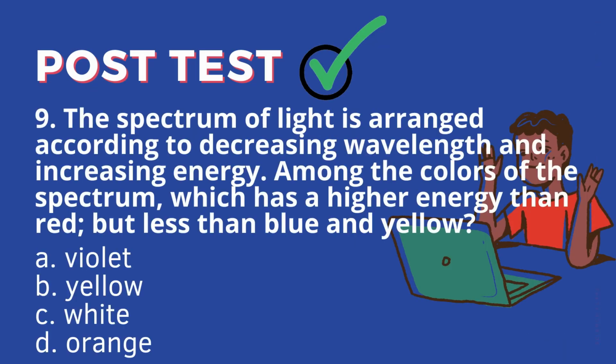9. The spectrum of light is arranged according to decreasing wavelength and increasing energy. Among the colors of the spectrum, which has a higher energy than red but less than blue and yellow? A. Violet. B. Yellow. C. White. D. Orange.